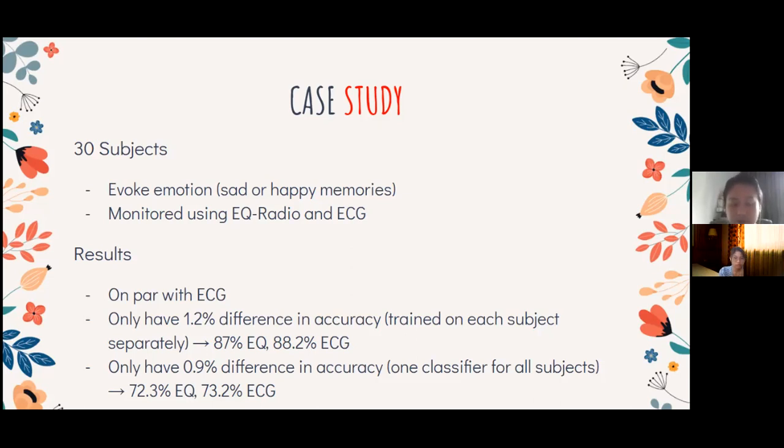If one classifier is used for all subjects, the accuracy is 72.3% in EQ radio and 73.2% in the ECG-based system.